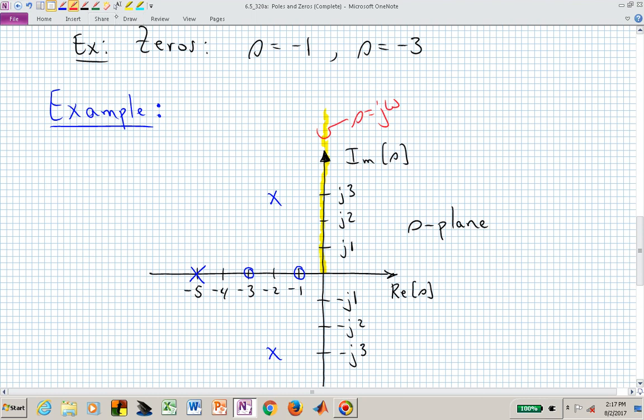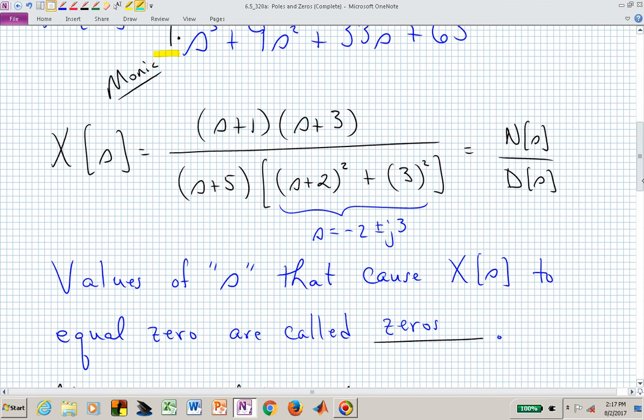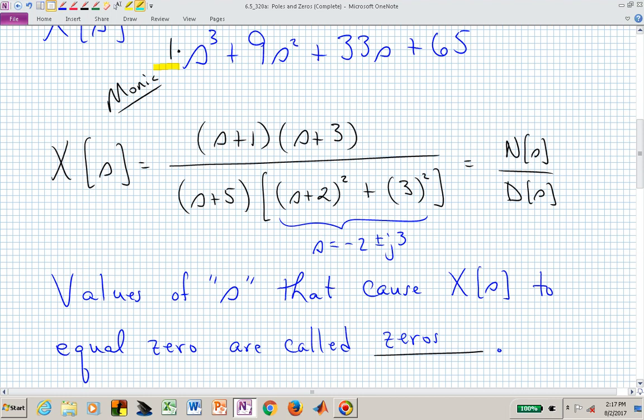If you wanted to know how the system is going to behave at a frequency of 1 radian per second, you would look up and see what is the altitude or height of the circus tent above that point, and that would now tell you how the system amplifies or attenuates a signal at a frequency of omega equal to 1 in response to being passed through a system that is governed by these 2 finite zeros and these 3 finite poles.